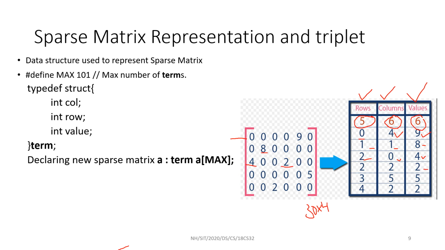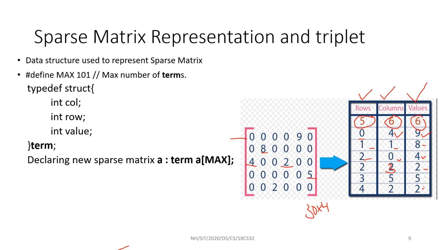The value there is 3. Next, in the third row, index 3, the column is the fifth column, and the non-zero value is 5. Next, the last row, row 4, column 2, and the non-zero value is 2.